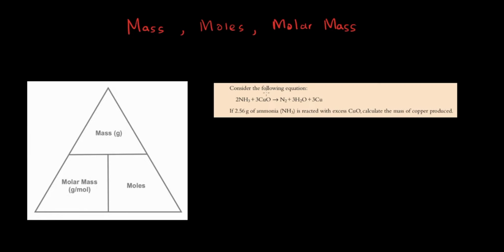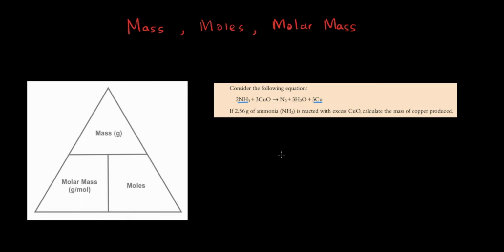Okay, so now with all this information, let's try to solve a question. Consider the following equation: 2NH3 plus 3CuO gives N2 plus 3H2O plus 3Cu. If 2.56 grams of ammonia is reacted with excess copper oxide, calculate the mass of copper produced. The significant molecules mentioned are ammonia, copper oxide, and copper. Since copper oxide is in excess, ammonia will be the limiting reagent. And with the limiting reagent, we can easily identify how much of a product is formed.